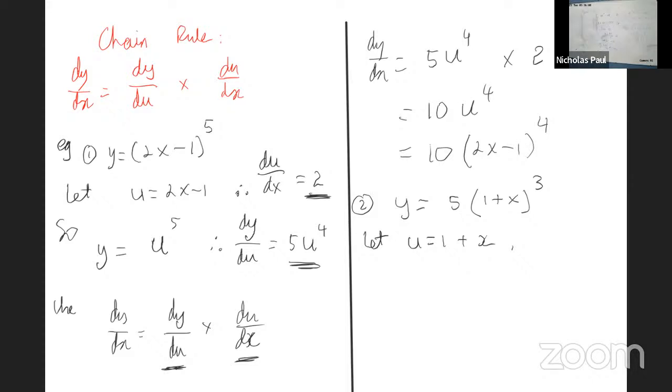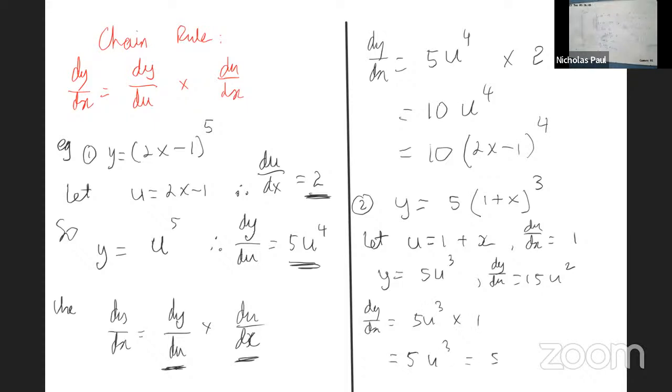All right, let's check it out. So du dx is equal to 1. Y is equal to 5u to the power of 3. So it means that dy du is 15u squared. So you're applying the normal differentiation. And then we're going to use the formula dy dx is equal to dy du multiplied by du dx. So you're getting 15u squared, or 15 by 1 plus x squared.